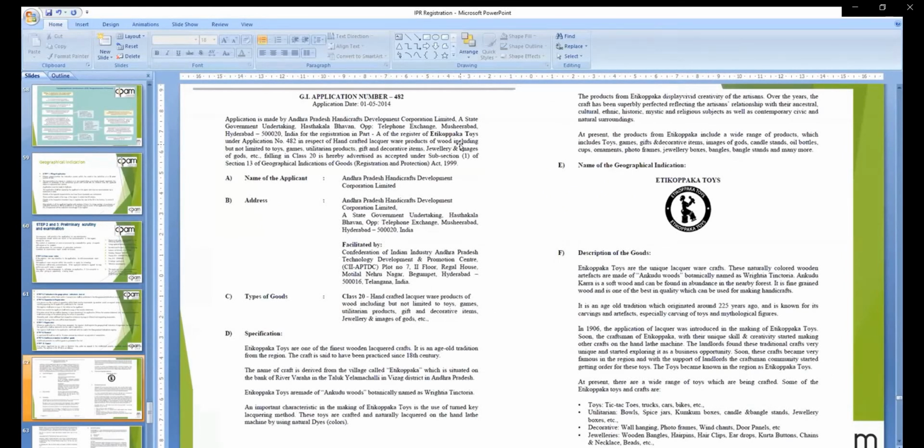toys. They are made from a special plant, Wrightia tinctoria, and the artisans make a variety of products apart from toys. For example, they make kumkum boxes, bangles, and jewelry, necklaces, beads, using this particular wood. Etikoppaka is the name of a village in Andhra Pradesh, and all the handicraft items they are making got their name from here.